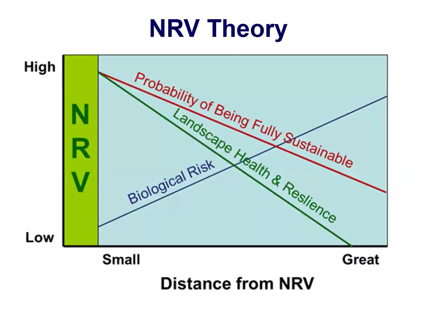So here's the 30-second tour of the theory of NRV strategy. The idea is not a new idea, that the further you deviate from natural patterns, the greater the biological risk, the lower the probability of being fully sustainable. And by fully sustainable, I mean the ecosystem and all of its services, not timber harvesting, not habitat, but all of the services, and landscape health and resilience.